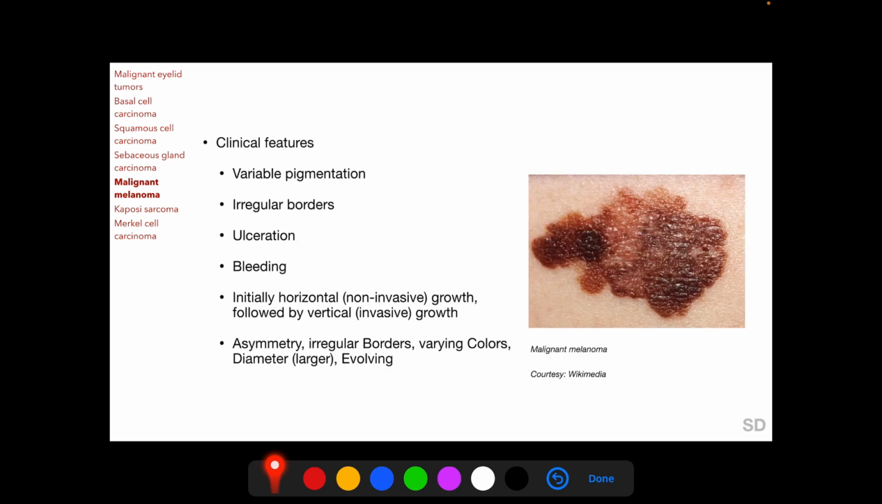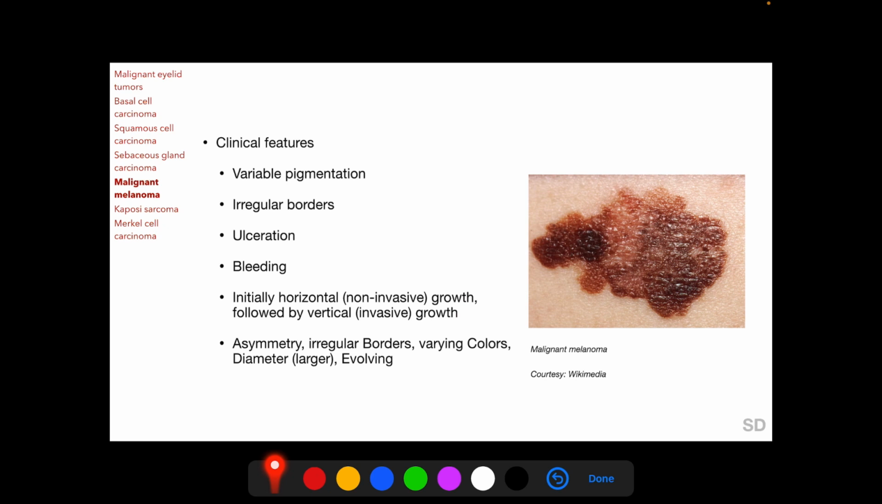Clinical features of malignant melanoma include variable pigmentation as seen in this picture, also irregular borders, ulceration and bleeding of the lesion, and an initial horizontal non-invasive intraepidermal growth phase followed by a vertical invasive growth phase through the basement membrane of the epidermis into the dermis.